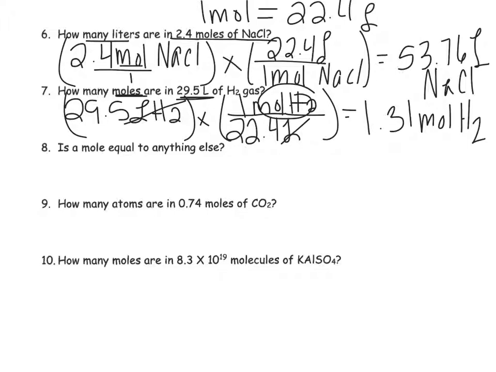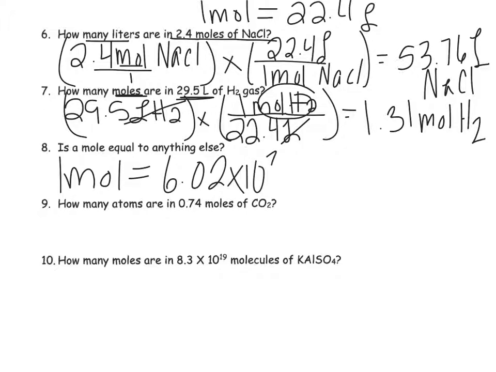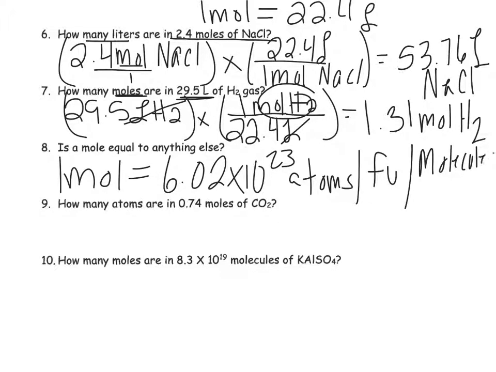Is a mole equal to anything else? Well, yes, 1 mole is also equal to 6.02 times 10 to the 23rd, Avogadro's number. This is also referred to as atoms or FU, formula units. You'll also see it as molecules, particles. When I write it out on the board, I usually just use atoms because it's a little shorter. Now, in using this conversion, you're going to have to use scientific notation on your calculator.